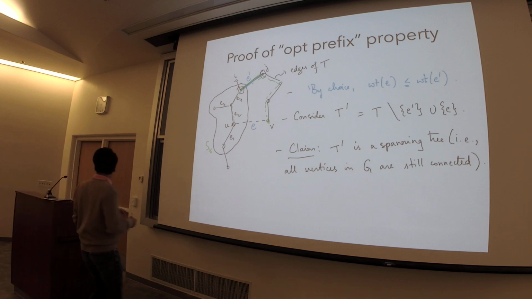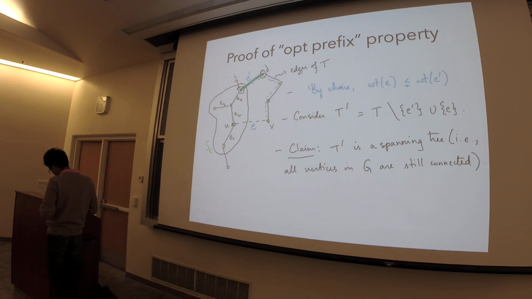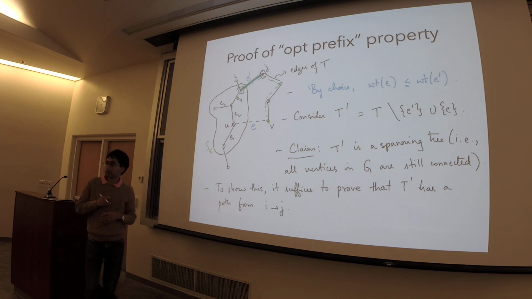Okay. So yeah, think about this a little while, but I'm going to write what I just said. So to show this, it suffices to prove that there is a path from I to J.